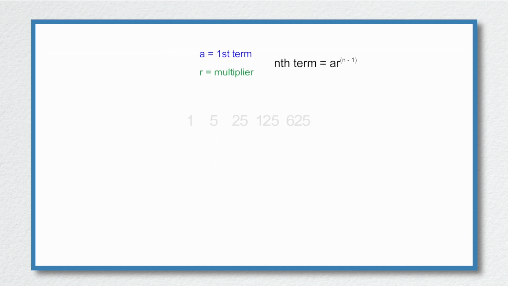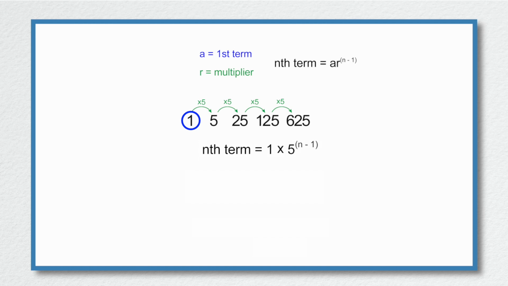So looking at this example here, 1, 5, 25, 125, 625, if we had to find the nth term for this geometric sequence, we can see that we are multiplying by 5 each time to generate the next term in the sequence. 1 multiplied by 5 is 5, 5 multiplied by 5 is equal to 25, and so on. So our first term is 1, and our multiplier is 5. So plugging this into our general rule, the nth term is going to be 1 multiplied by 5 to the power of n subtract 1.